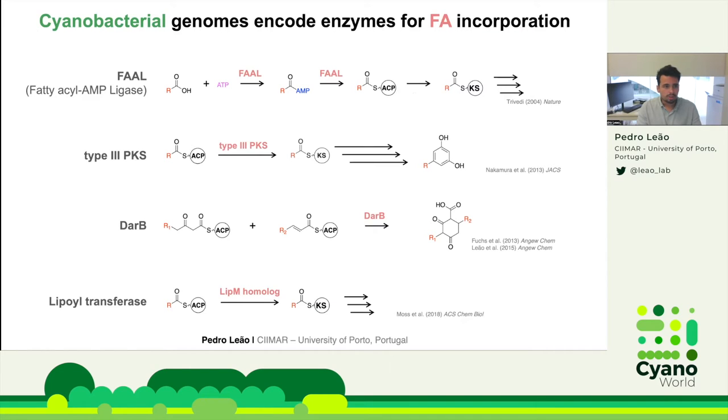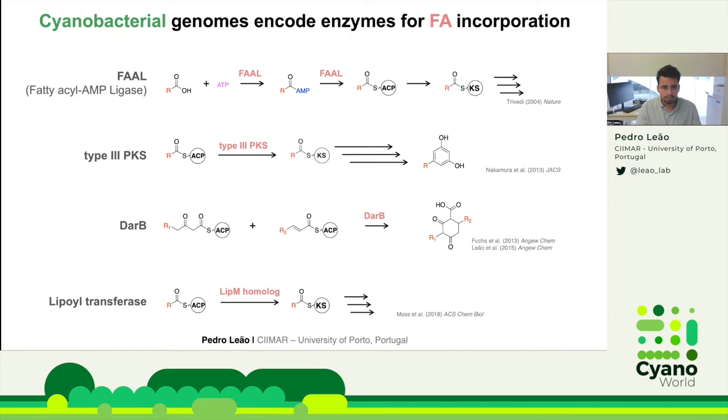The most common ones are these fatty acyl AMP ligases, which activate fatty acids as thioesters bound to acyl carrier proteins. And as you'll see later, we'll have a lot of those in cyanobacterial genomes. This is the hallmark of cyanobacterial fatty acid ligation. You also have type 3 PKSs that are able to pick fatty acids from primary metabolism and modify them.